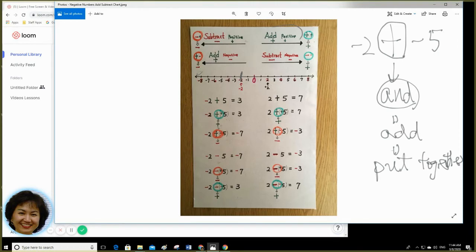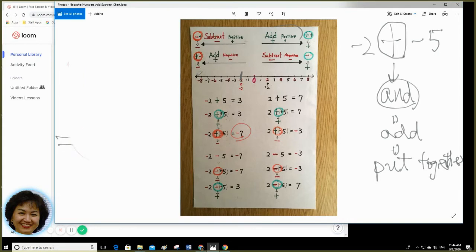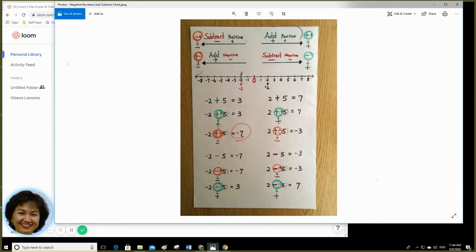If we think of -2 as two negatives, then -5 is five negatives. So you are adding them. You get 1, 2, 3, 4, 5, 6, 7 together, but they are all negative. Now, if we go by negative subtract 5, so go left: 1, 2, 3, 4, 5. So it becomes negative 7.